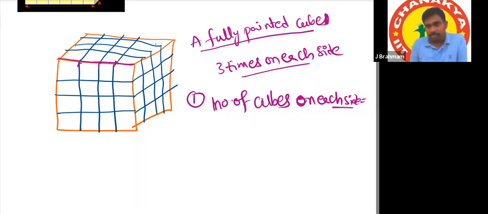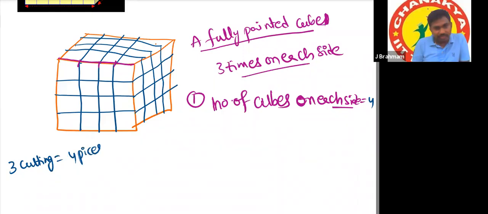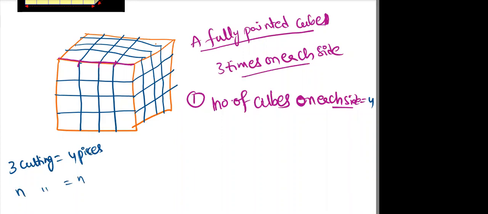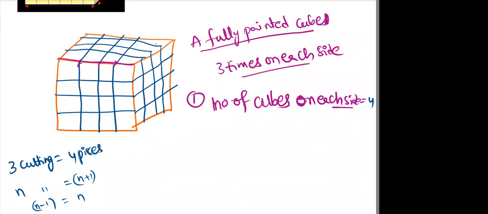Remember this point: with 3 cuttings, how many pieces will form? 4 pieces. 2 cuttings will form 3 pieces. N cuttings will form N plus 1 pieces. N minus 1 cuttings form N number of pieces.